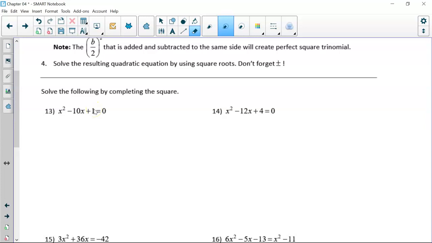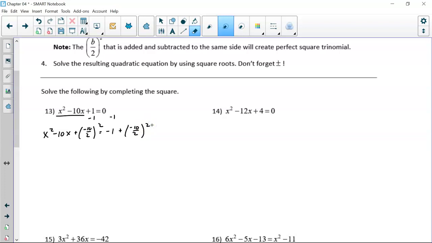Now, we want to get a nice perfect square trinomial on the left-hand side. So I'm going to isolate x squared minus 10x. I'm going to subtract 1 from both sides. X squared minus 10x, leave some space, equals negative 1. Now we leave that space because what we're going to be doing is adding the middle term, negative 10 divided by 2 squared, to both sides.